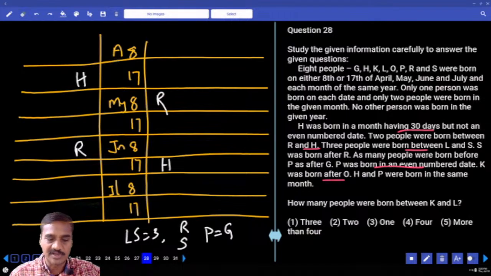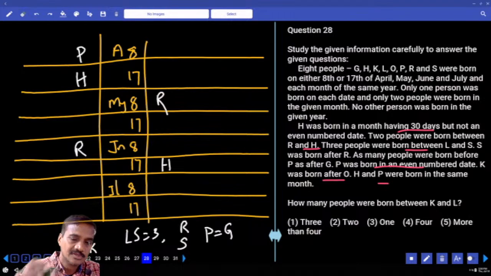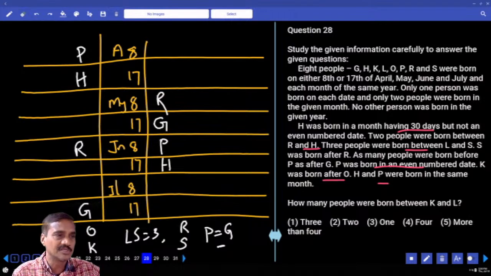And K was born after whom? Next one, H and P were born in the same month, P will be here. Now if P is here, I put P and G. G must be here. Here P is 3 persons before G. P and G have an equal number of persons.